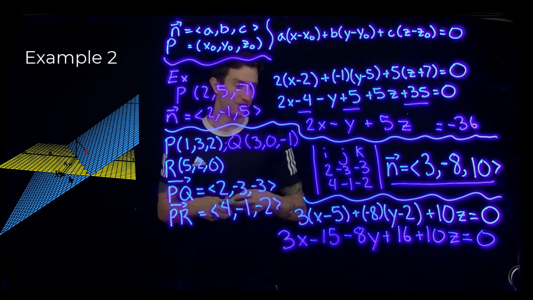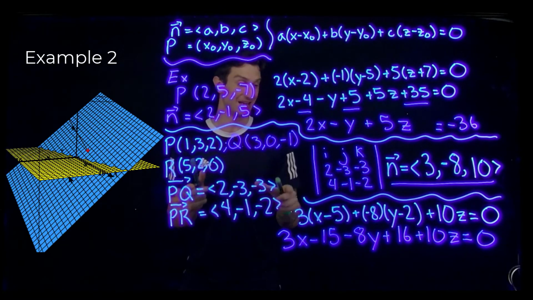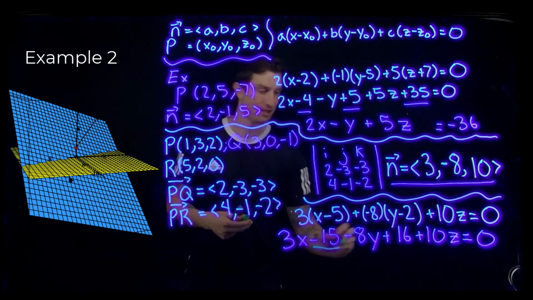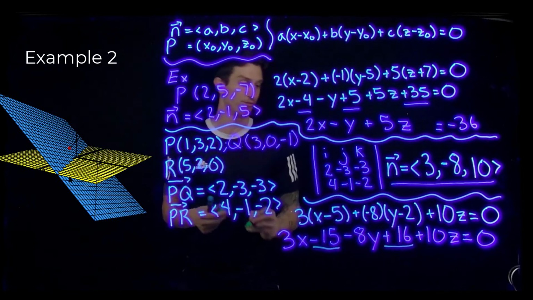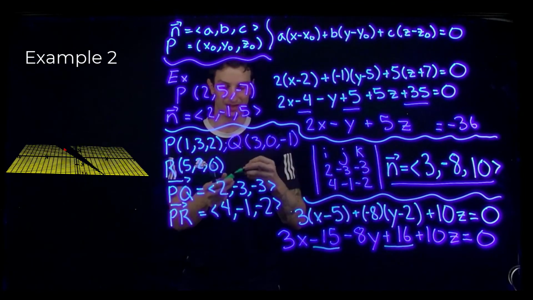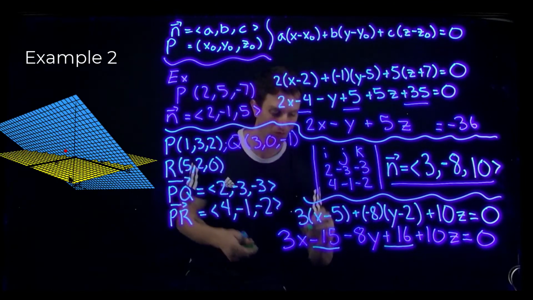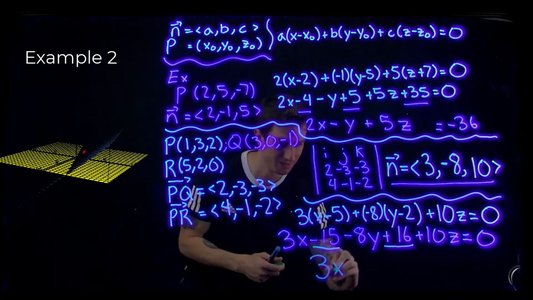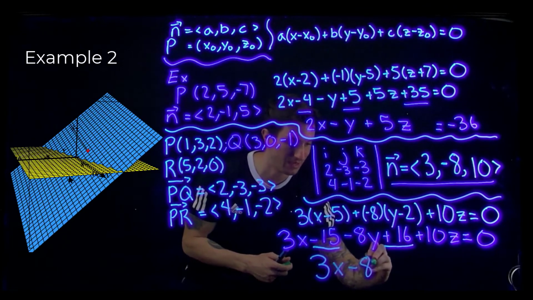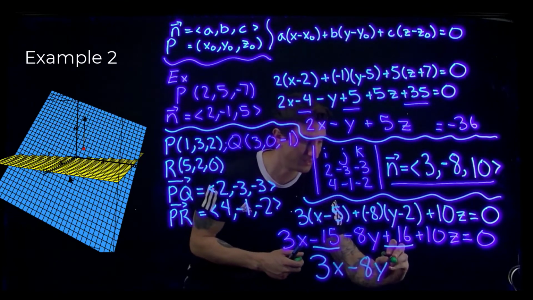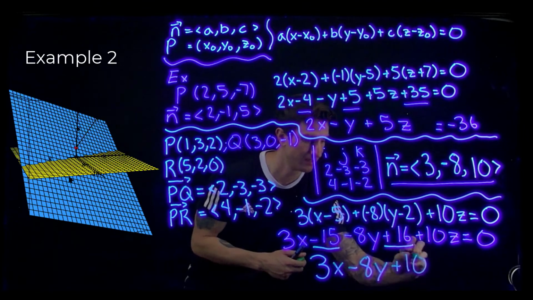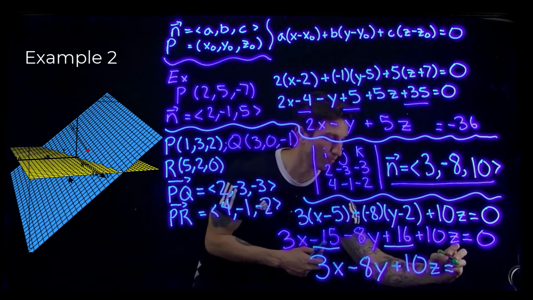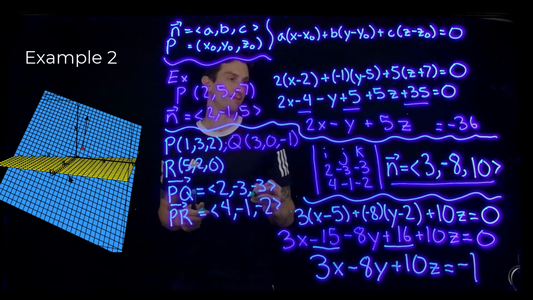And let's go ahead and underline our like terms. We want to keep the x, y, and z on this side, but we do have a minus 15 and a plus 16, so plus 1, which means on the other side, it just becomes a minus 1, and we're left with 3x minus 8y plus 10z is equal to, and we barely squeeze it in, -1. Perfect.